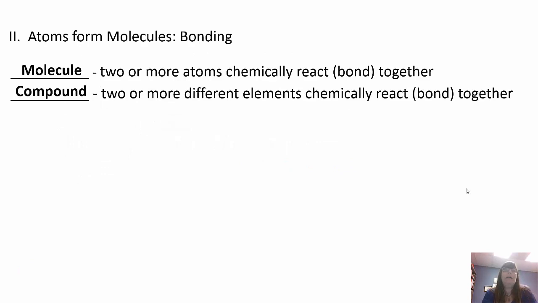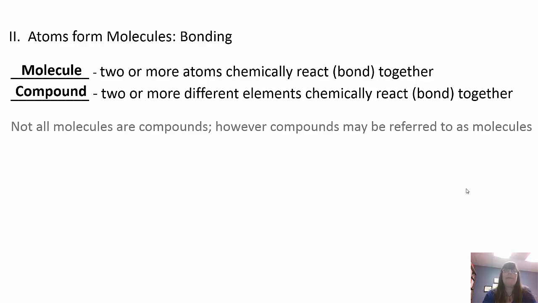Okay, moving on to bonding. A molecule is 2 or more atoms that chemically react together. A compound is 2 or more different elements that chemically react together. So the one exception really is water. Water is technically a compound, but it's often referred to as a molecule. So not all molecules are compounds, but all compounds can be referred to as molecules. And water is probably the biggest exception to that rule. Water is a compound officially, but we always say water molecule.